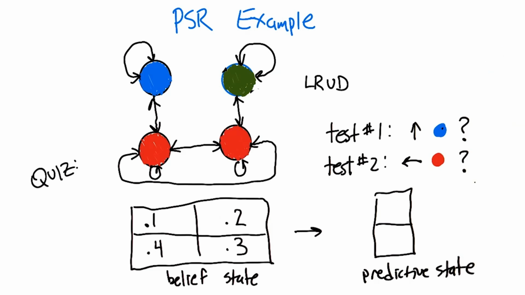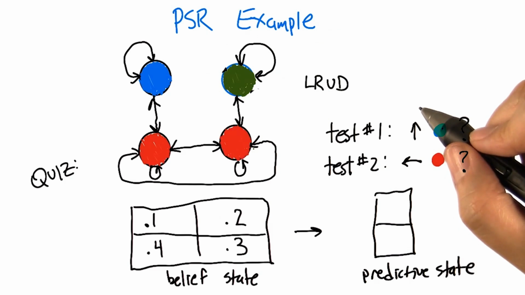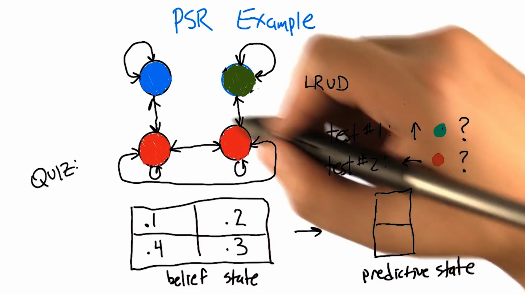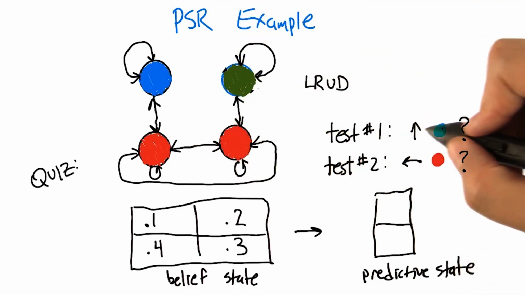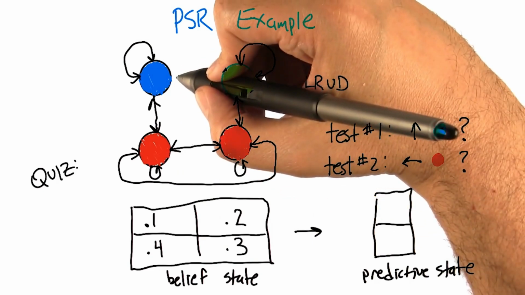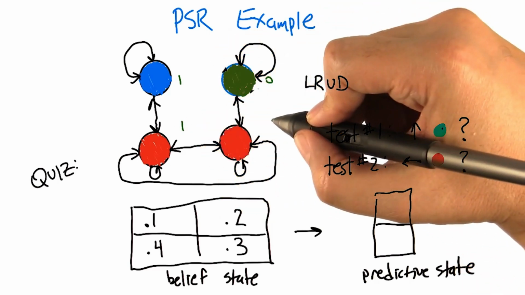All right, so how are we going to do this? Well, I'm going to do it in the most methodical way I can think of. For each of those states, what's the probability of test 1 coming out such and such, and test 2 coming out such and such? Good. And then given that, I can just multiply that by the belief state and then get predictive states. Very good. All right, so what's the probability that if we were to go up, we would see blue from each of the 4 states? Okay, so it would be 1, 0, 1, 0.